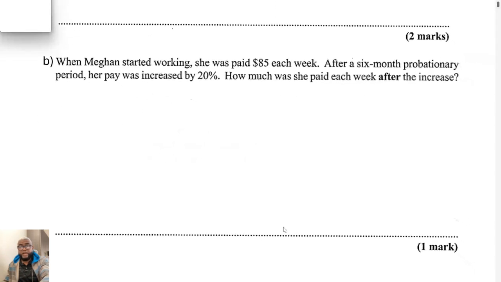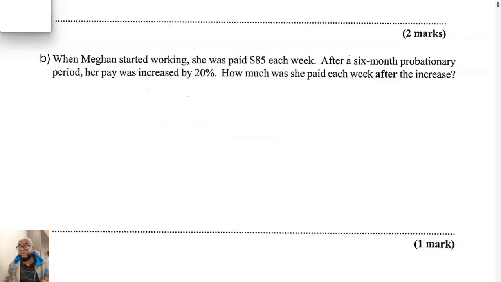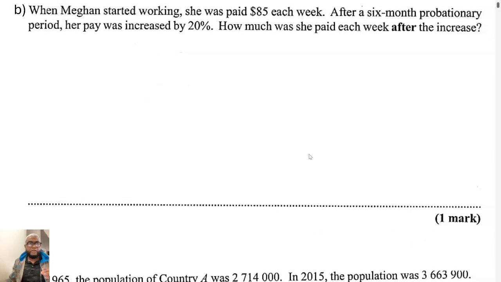So it's our 1 mark question, so you're not taking long on this. I give you only 30 seconds. Megan started working. She was paid $85 each week. After a 6-month probationary period, her pay was increased by 20%. How much was she paid each week after the increase?